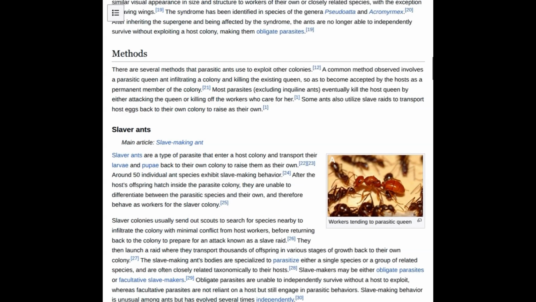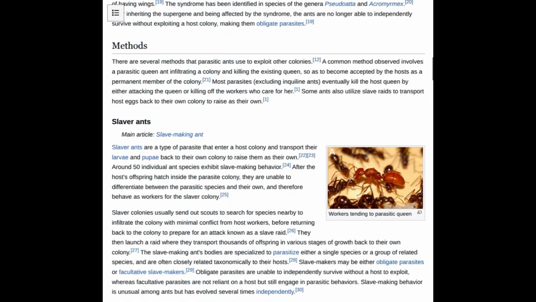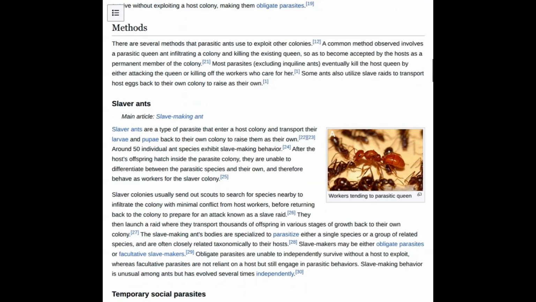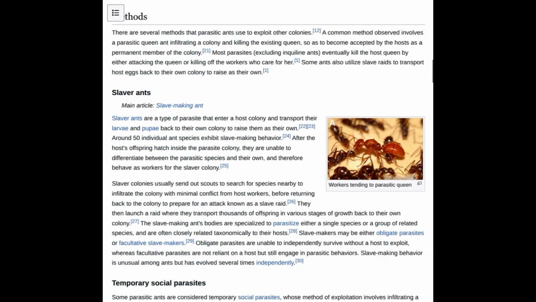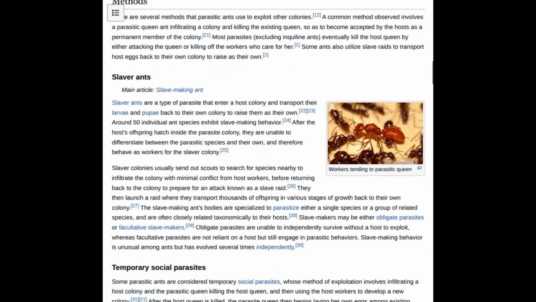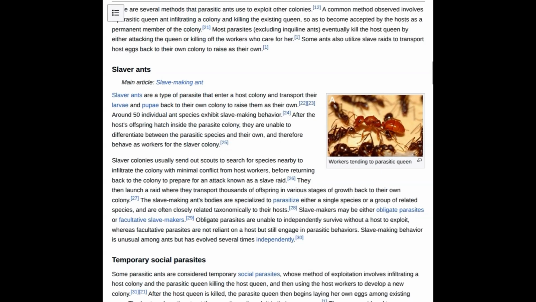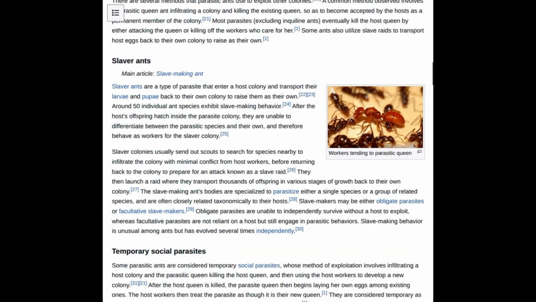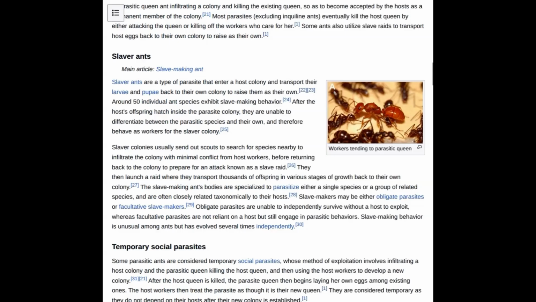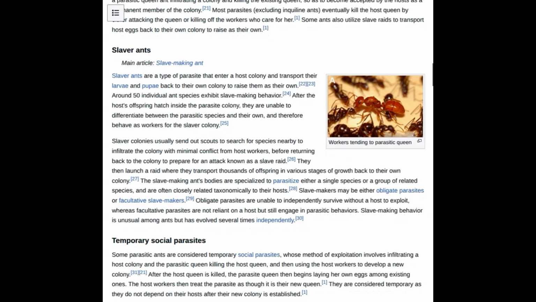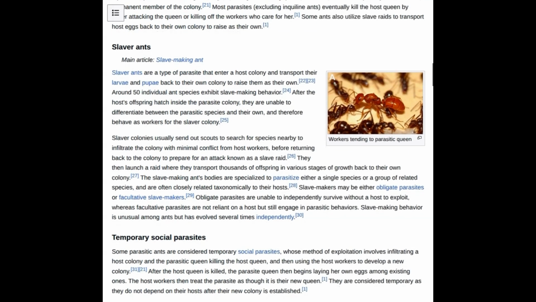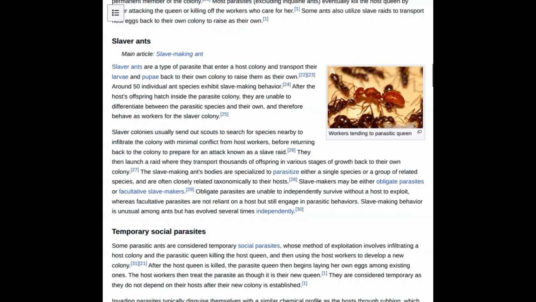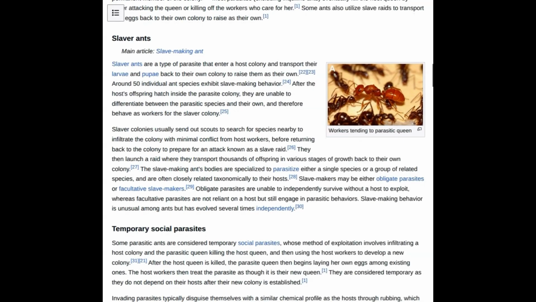Slaver ants. Slaver ants are a type of parasite that enter a host colony and transport their larvae and pupae back to their own colony to raise them as their own. Around 50 individual ant species exhibit slave-making behavior. After the host's offspring hatch inside the parasite colony, they are unable to differentiate between the parasitic species and their own, and therefore behave as workers for the slaver colony.